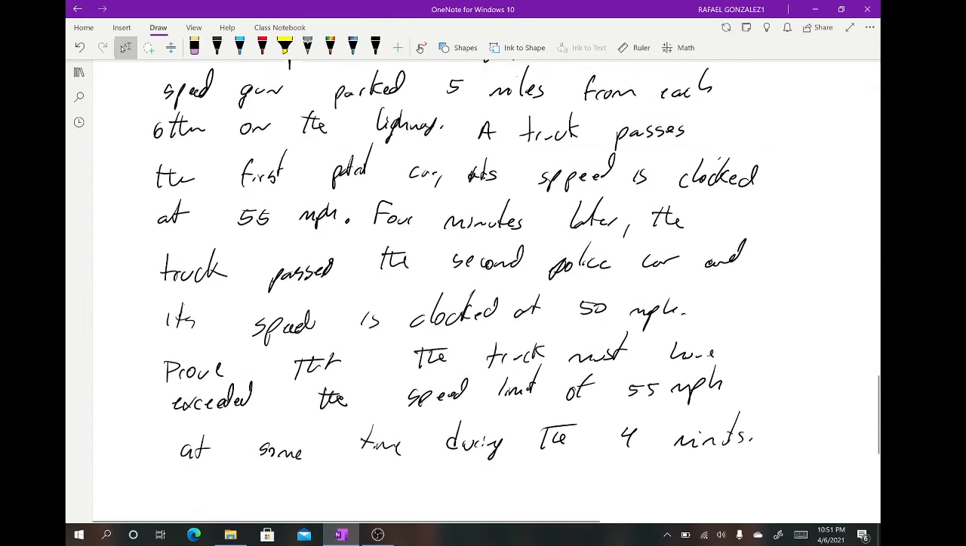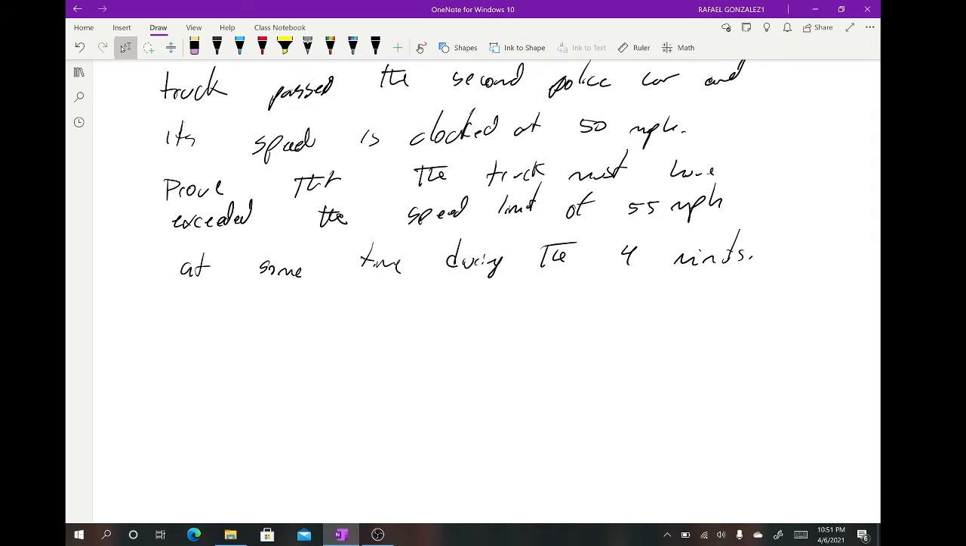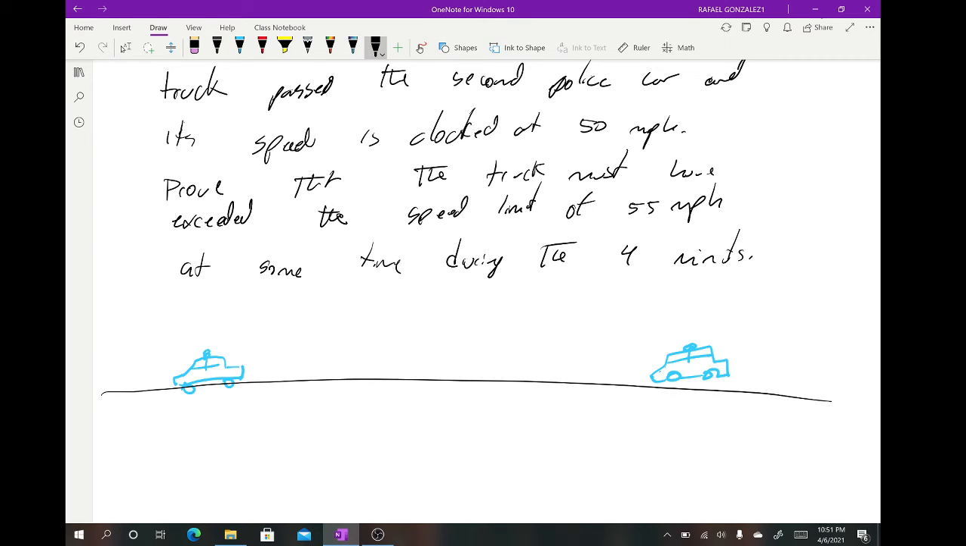Okay, so let's actually do a quick picture to see what's going on. So we have one police car. Let's say the car is like here, right? It's parked on the highway. And then 5 miles down the road, you have another police car also parked down the highway, right? Now these police cars are 5 miles apart, so the distance here is 5 miles.